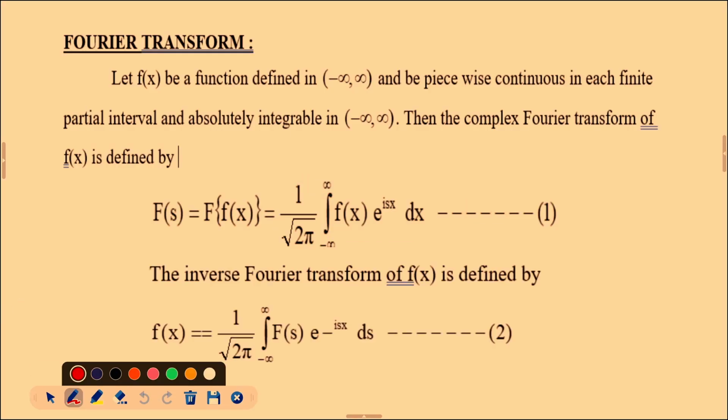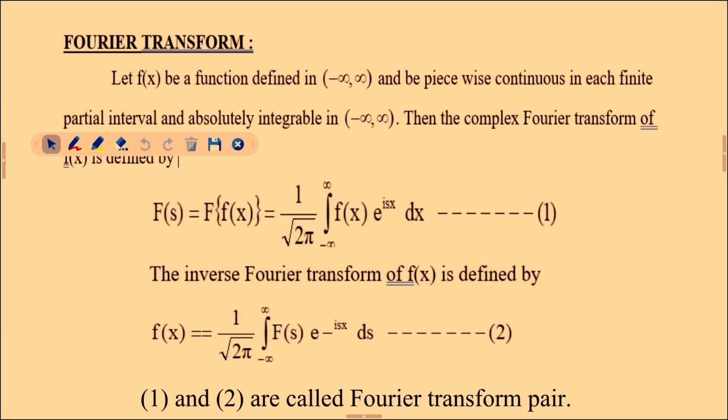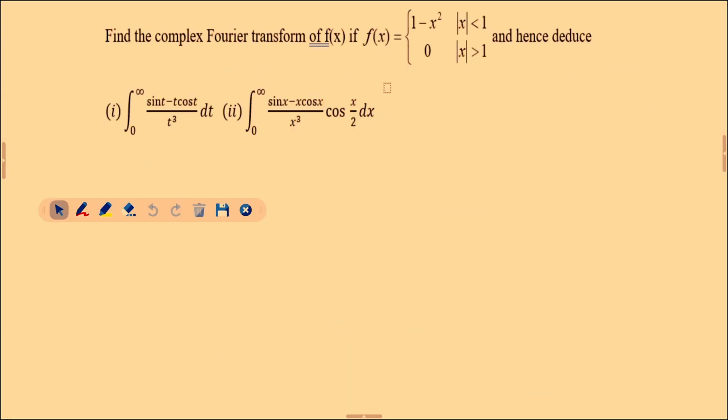Now, the inverse Fourier transform is defined as f of x is equal to 1 by square root of 2 pi integral F of s into e to the power minus isx ds. Now, 1 and 2 are called the Fourier transform pair. So, let us discuss one important problem in Fourier transform.